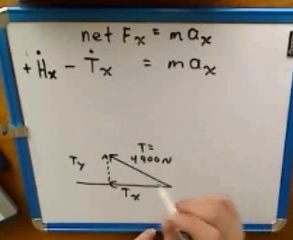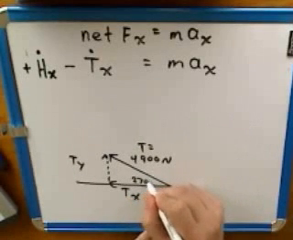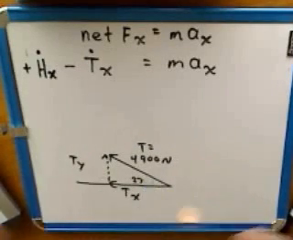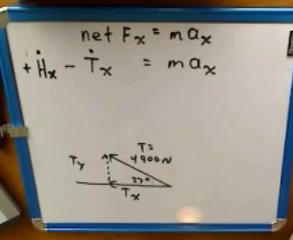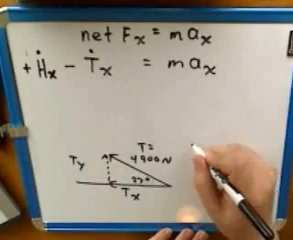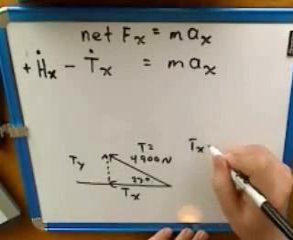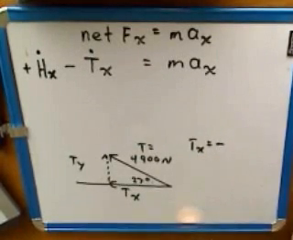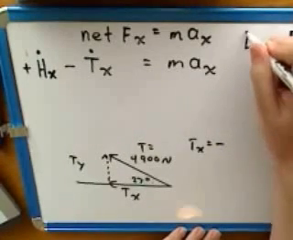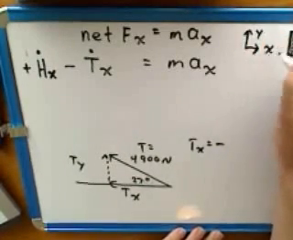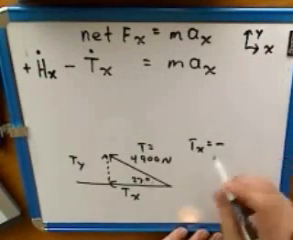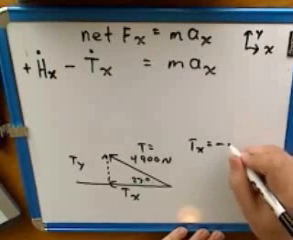There's tension force X and tension force Y. The tension force makes a 27-degree angle. I hope your trig skills are strong enough now that it's clear that tension force X is going to be in the negative direction. I should have chosen my positive direction first. Let's choose up and to the right as our positive directions, the standard positive directions. Then left would be negative.